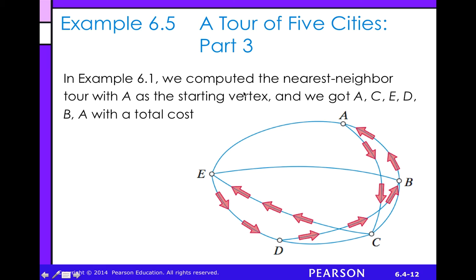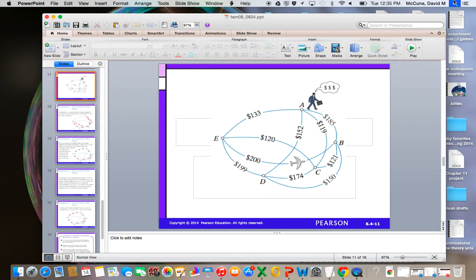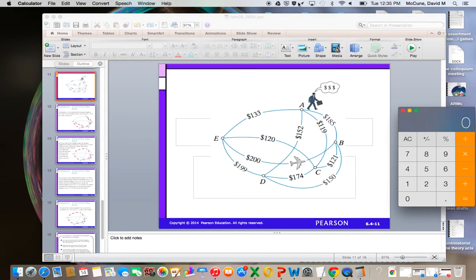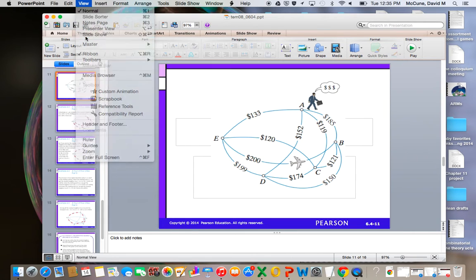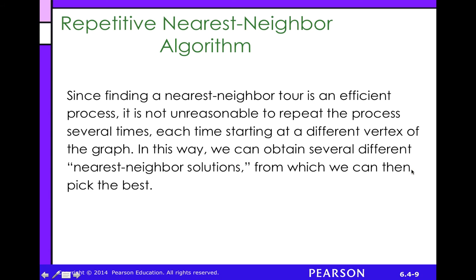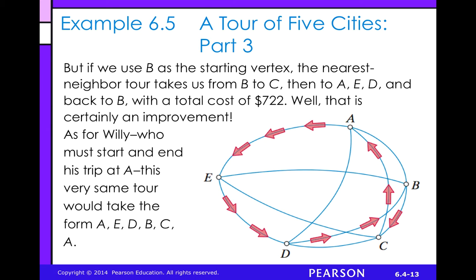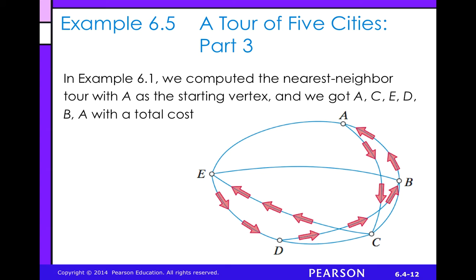Okay, for some reason the cost is not showing up here. So let's do some cost on the fly. Let's figure out what the cost of this is. From A to C is 119. From C to E is 120. From E to D is 199. From D to B is 150. And then from B back to A is 185. So 773 is what it looks like the cost is. Oh my goodness. Okay, so 733 was the cost of this.